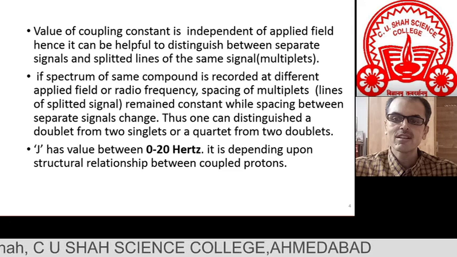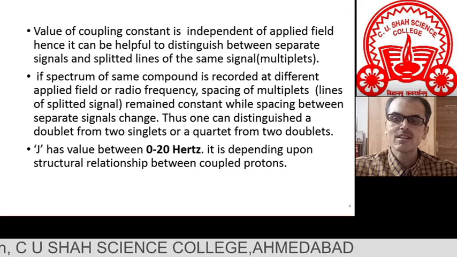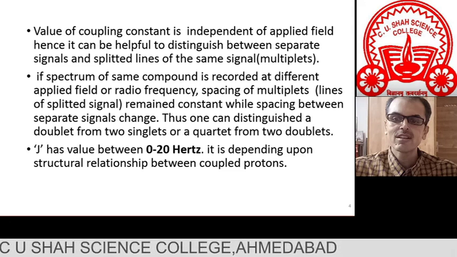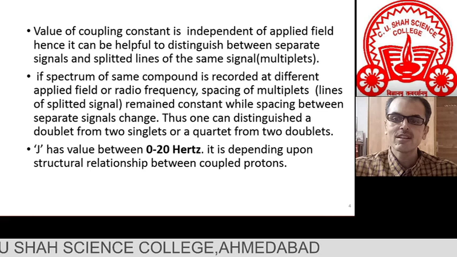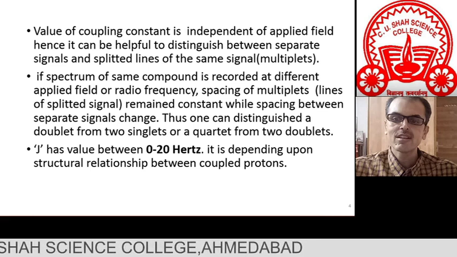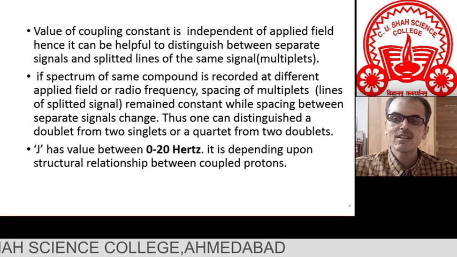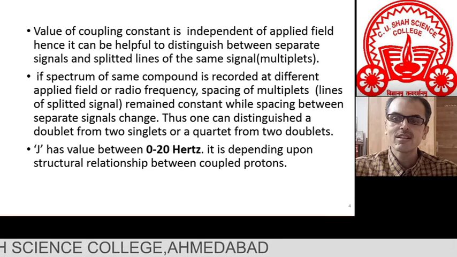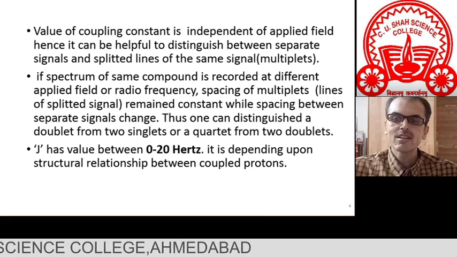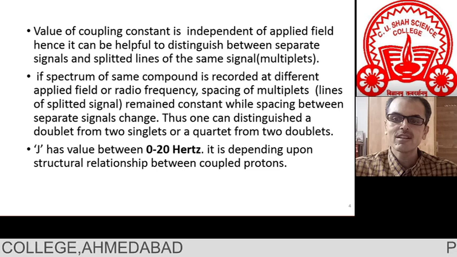If we record the NMR spectrum at some other radio frequency, as we already know that the coupling constant is independent of the applied field, we can compare both spectra. If the spacing between the signals in both spectra remains the same, then we can say that they are actually the split lines of the same signal, because J is independent of the magnetic field. If the spacing between those peaks has changed, then we can say that they are different signals.